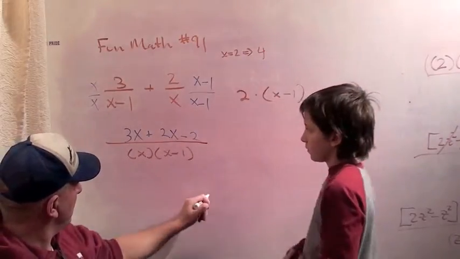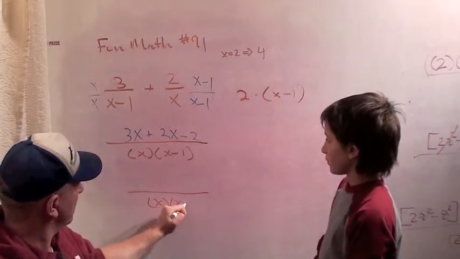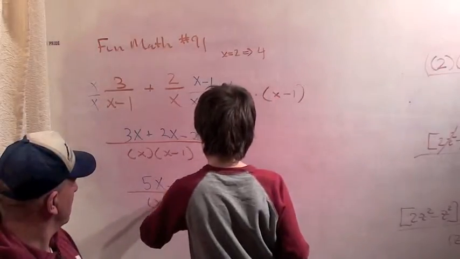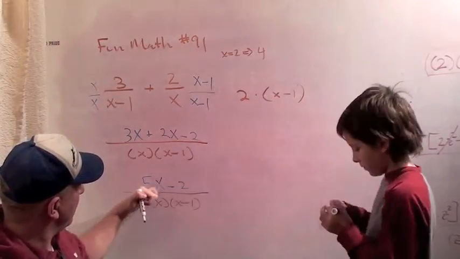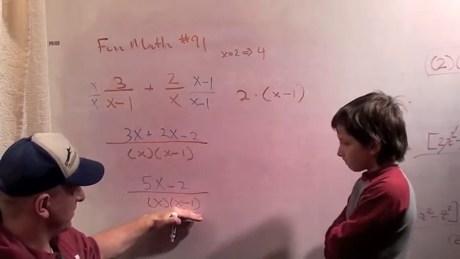And lastly, how does the top simplify? X times x minus 1 stays on the bottom. That simplifies to be 5x minus 2. Okay, so on the top we have 5x minus 2 over x times x minus 1.